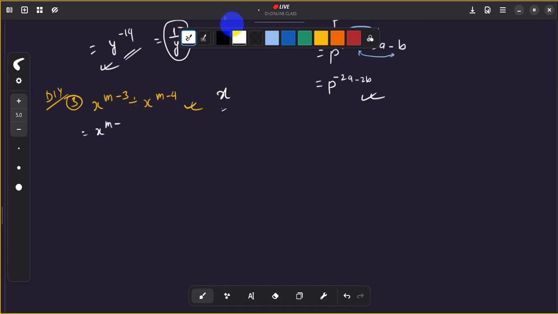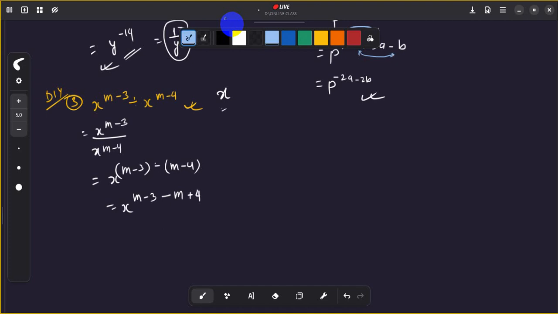x to the power m minus 3 is divided by x to the power m minus 4. It is not necessary to write this also. Directly we can apply the laws of indices. These two indices will get subtracted. m minus 3 minus (m minus 4). Now m minus 4 will be opened by using this minus. It becomes minus m, and minus times minus becomes plus 4.